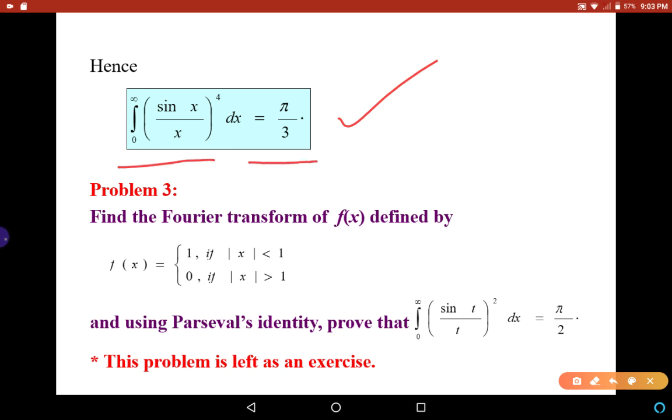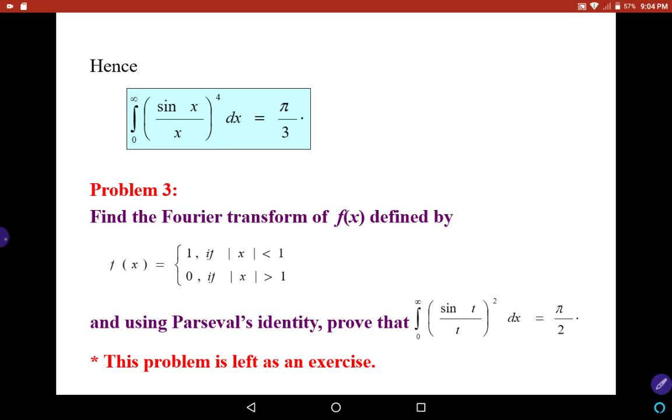So we have another problem here. Find the Fourier transform of f(x), where f(x) is defined as 1 if |x| < 1 and 0 if |x| > 1. And using Parseval's identity, prove that the integral from 0 to ∞ of (sin t/t)² dt is equal to π/2. Problem number 3 can be solved similarly to problem number 1, and hence it is left as an exercise to you.